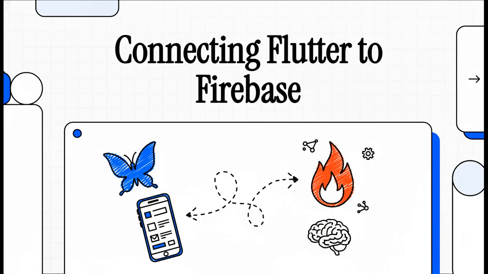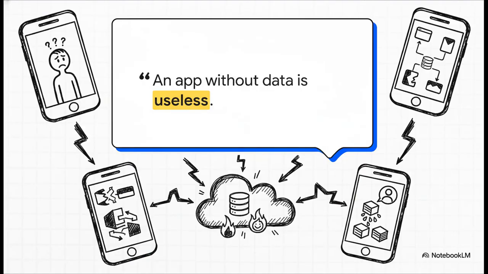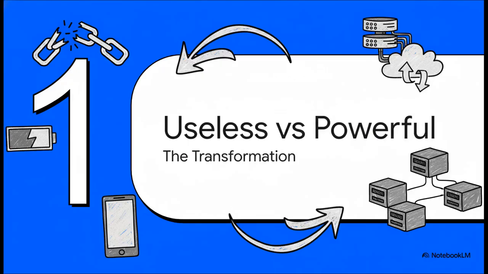Let's do this. I want this to sink in for a second. An app without data is useless. I know, it sounds a little dramatic, but when you think about it, it's completely true. Without some way to save and get information back, your app is just, well, it's just a pretty screen. It can't remember who you are, what you like, or where you left off. It's totally forgetful. And that's really the big difference we're talking about today.